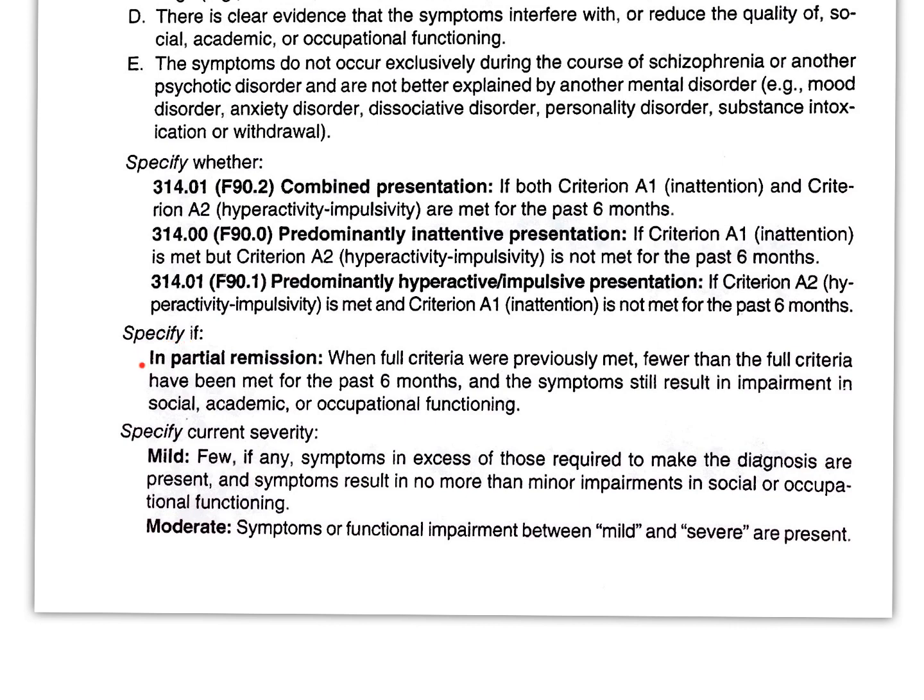You also need to specify if it's in partial remission: when full criteria were previously met, fewer of the full criteria have been met for the past 6 months, and symptoms still result in impairment in those areas. Probably don't encounter that too much. And then you can talk about some severity, and there's more information on that in the DSM, and I don't necessarily need to go into that.